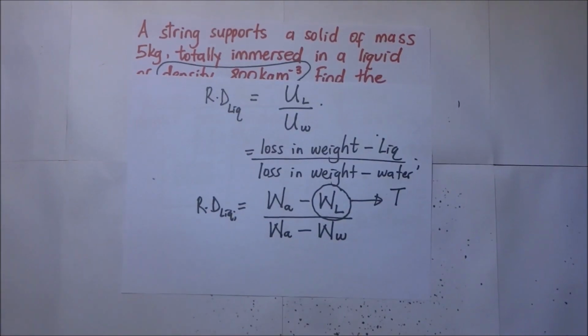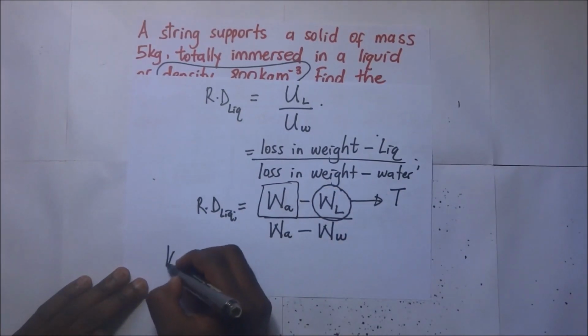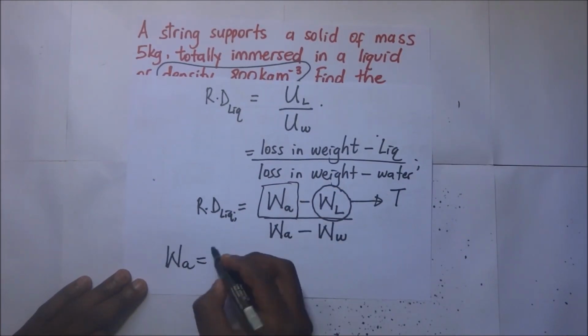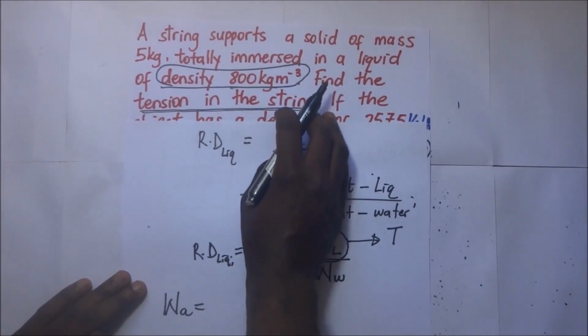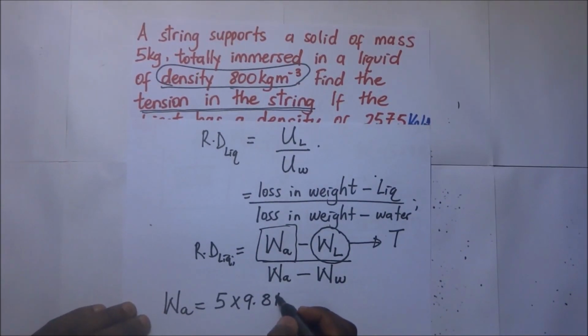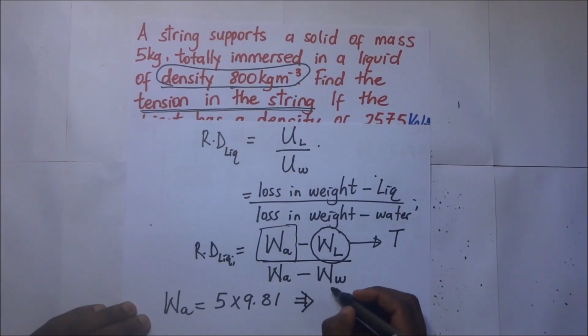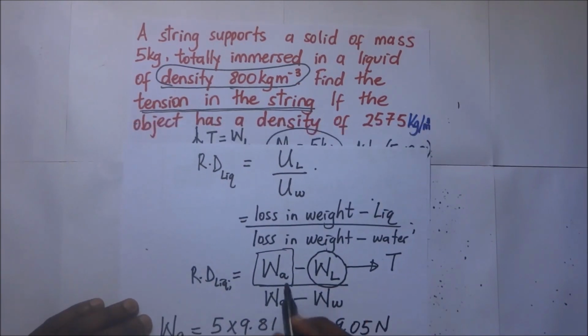Let's begin by getting the weight in air, which is obvious. Our weight in air is given by the weight of the solid mass in air. The mass of the solid is 5 kilograms. Multiply that by 9.81, and we already got that as 49.05 newtons. So we have our weight in air.